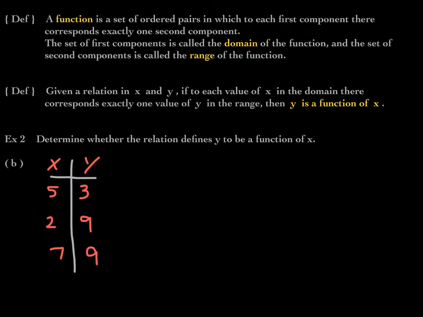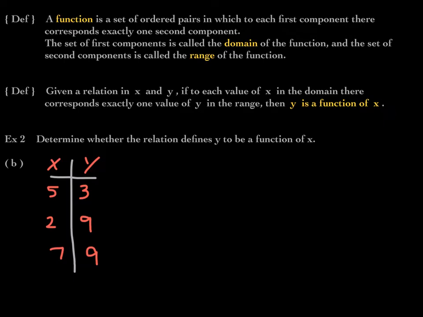In other words, 5 goes to 3. Does 5 go anywhere else? No, so you're good. 2 goes to 9. Does 2 go anywhere else? No. 7 goes to 9. Does 7 go anywhere else? No, 7 just goes to 9. So each one of these x values corresponds to exactly one y value.